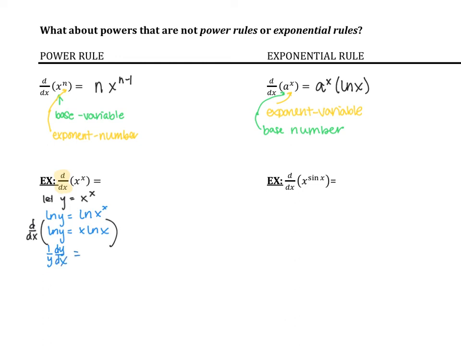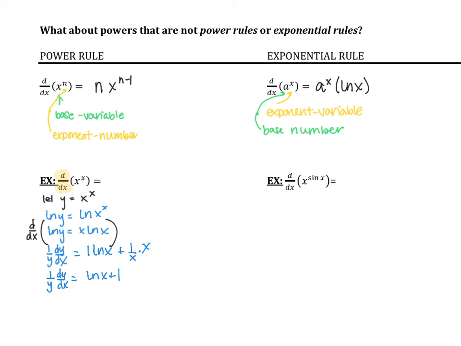On the right-hand side, I would have to use the product rule. I take the derivative of the first, which is 1, times the second, plus the derivative of the second times the first. And so we get 1 over y dy dx equals the natural log of x plus 1.